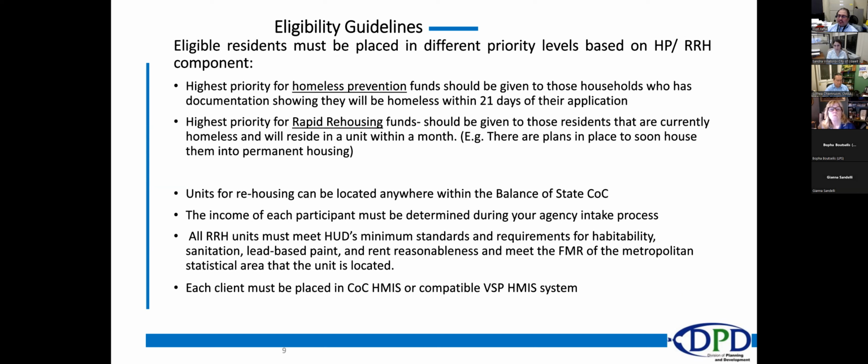Basically, again, the balance of state, I think it's like 75 communities within it. Like I said, anywhere from Newburyport all the way down to the Taunton area or somewhere around there. So it is fairly dense. And then everybody must be part of the coordinated entry system. So once you get Vesta, that would suffice.